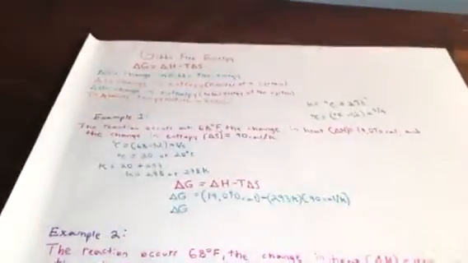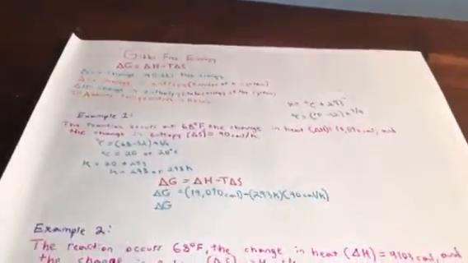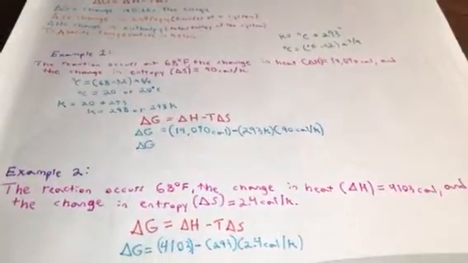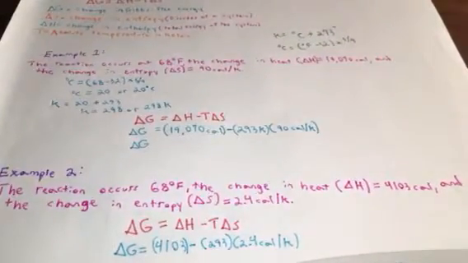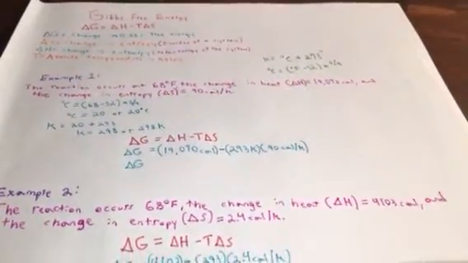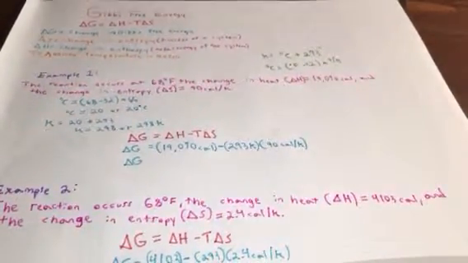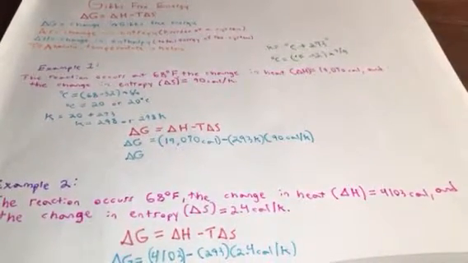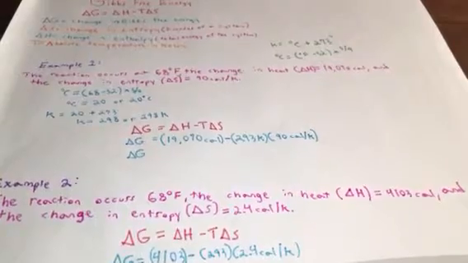For example 1, the question says the reaction occurs at 68 Fahrenheit. The change in heat is 19,070 cal, and the change in entropy is 90 cal/K.